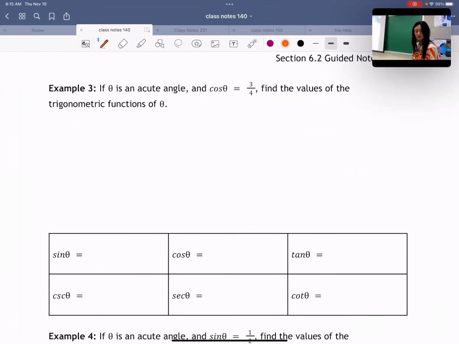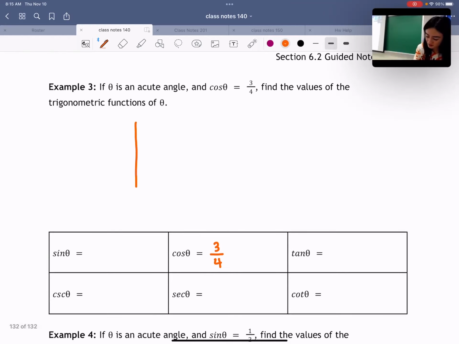Okay, so it says that theta is an acute angle, and we have what the cosine is. We want to find the values of everything else. All right. Well, looking at this question, I already know that cosine is 3 over 4, so I know the answer to this one, right? It's given to me. Okay. Well, let's try to see what we can do. I know that these functions are defined in terms of a right triangle. So maybe I should just draw a right triangle, right? That's a good idea. So I'll draw a little right triangle.